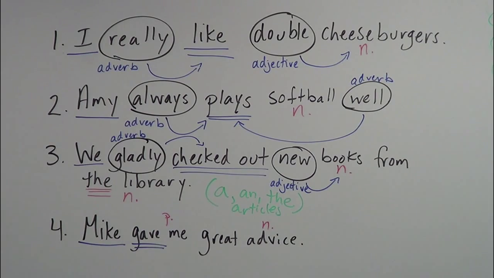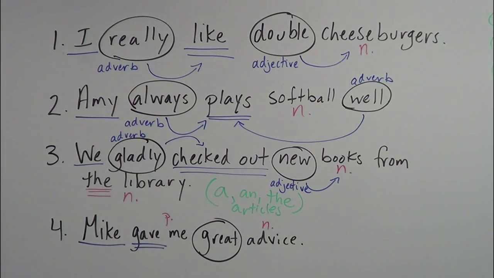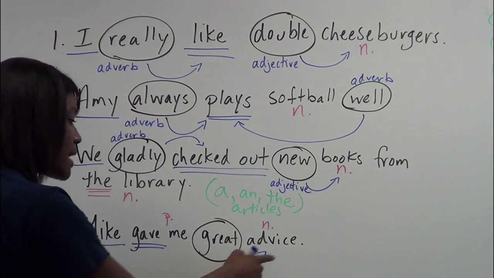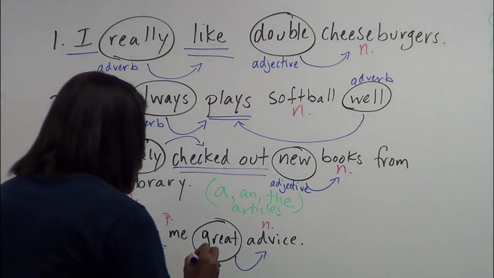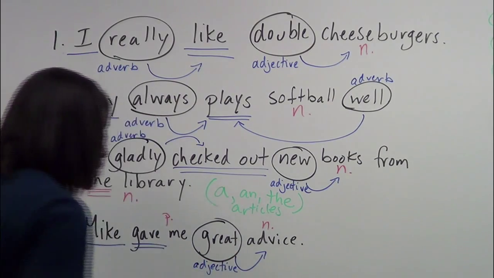But great is a modifier here, and it sounds like it's modifying the word advice, which we've identified to be a noun. So because great is modifying the term advice, great is going to be an adjective in this sentence.